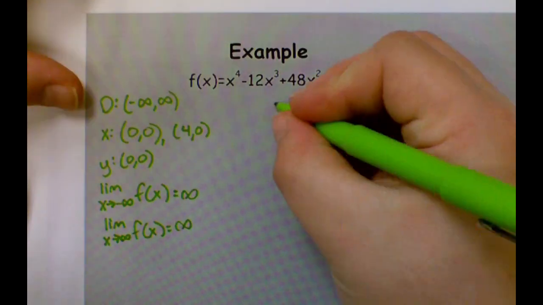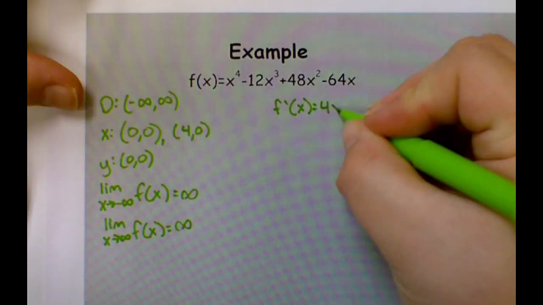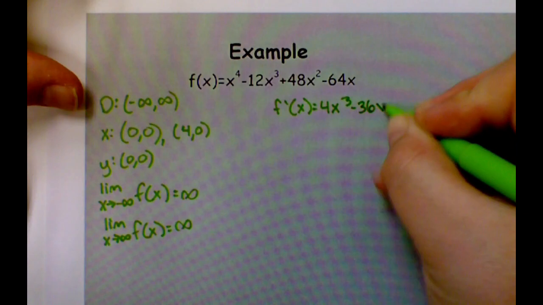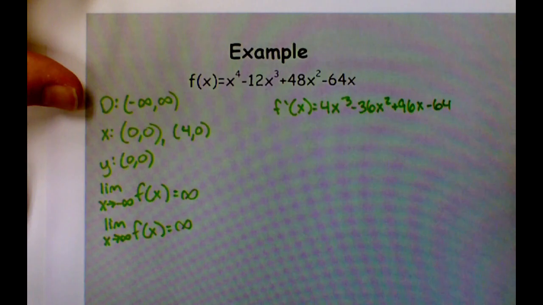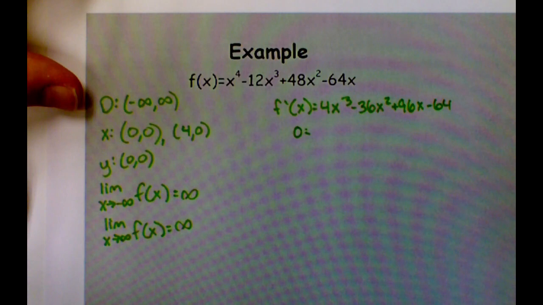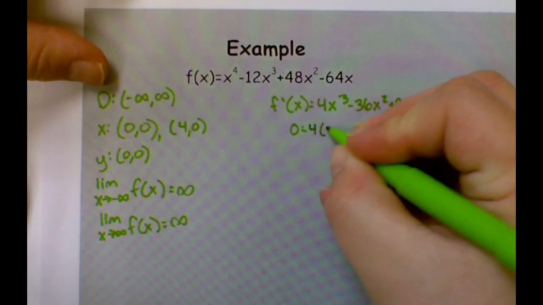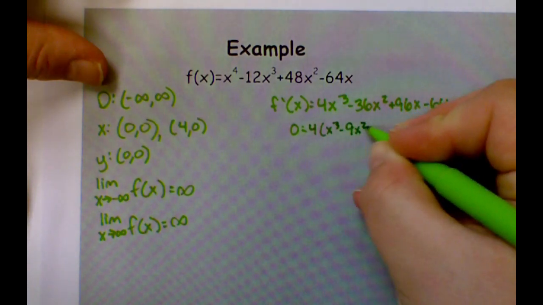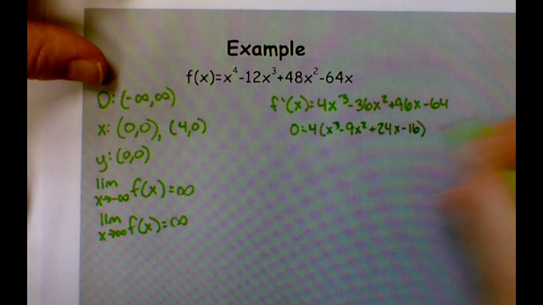Now we dive into our first derivative. Well, I get 4x cubed minus 36x squared plus 96x minus 64. To find my critical numbers, I'm going to set that equal to 0, and I'm going to factor out a GCF of 4. So the x cubed minus 9x squared plus 24x minus 16.